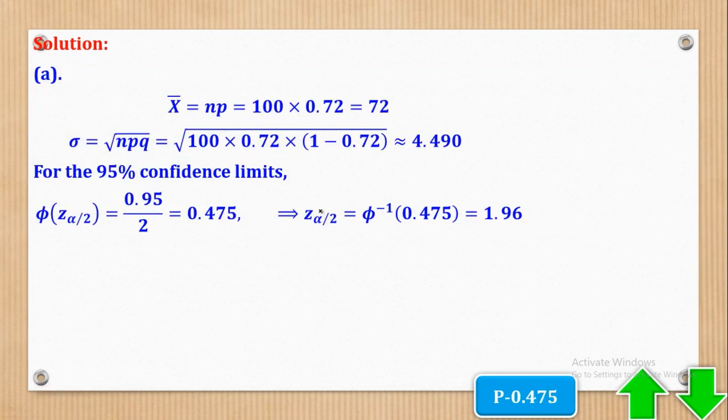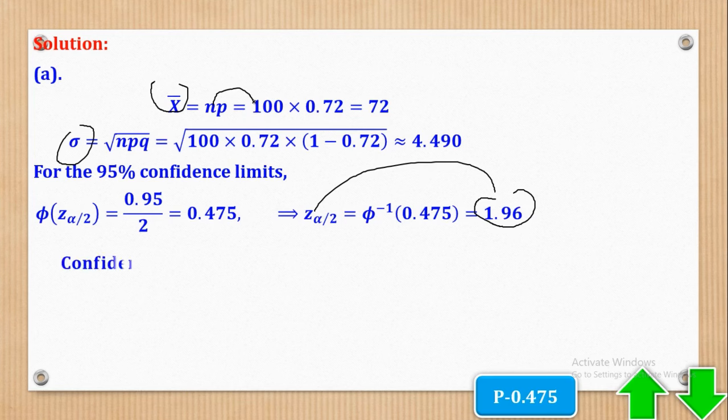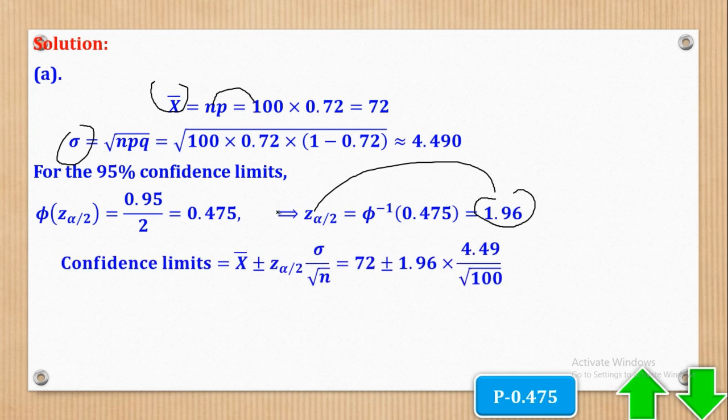So that is why you see here that Z alpha over 2 is 1.96. So now we have the sample mean, and we have the variance, and we have the Z alpha over 2, and we already have N, which is 100, meaning we can substitute in the formula for confidence limits to come up with the answer they want.